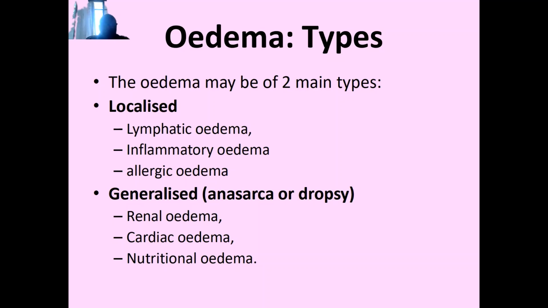Another one is generalized edema, where we talk about edema because of a renal problem, like in patients with acute renal failure or chronic renal failure. We can have cardiac edema, like in cardiac tamponade, or also we can have nutritional edema. This is because of low albumin in the body.